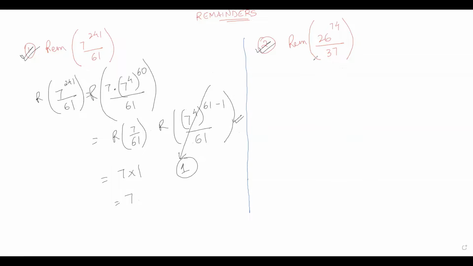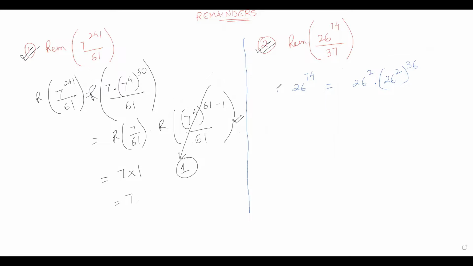Now let us see the remainder when 26 raised to power 74 is divided by 37. Well, here again we can see that 37 is a prime number. So let us try to write the number in the form of a raised to power p minus 1, that is a raised to power 37 minus 1. So 26 raised to power 74 can be written as 26 square times 26 square to the power 36.